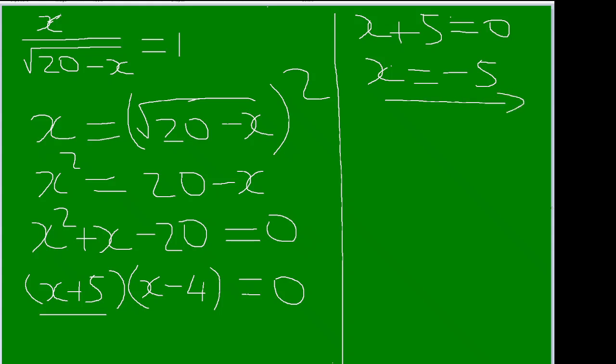So that is the first answer. The second answer: if we do the same procedure with the other factor, we'll get x is equal to positive 4. Now we must remember that we used a square in this step, so we must go back and prove it by substituting x with the values we got. In order to do that, let's create some space here.